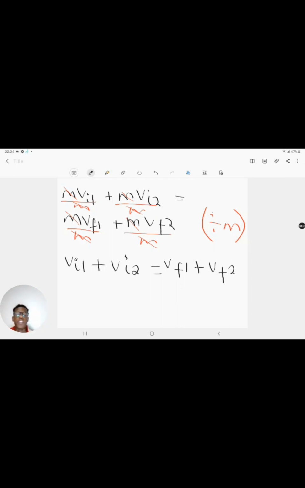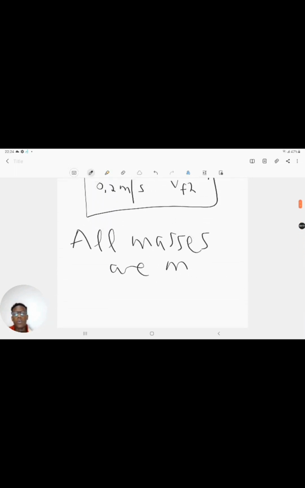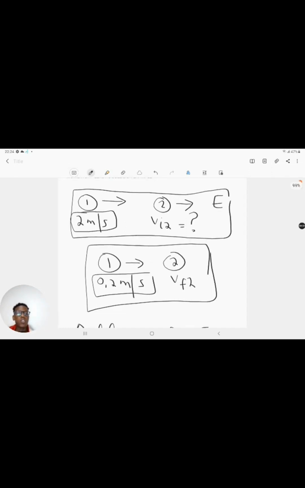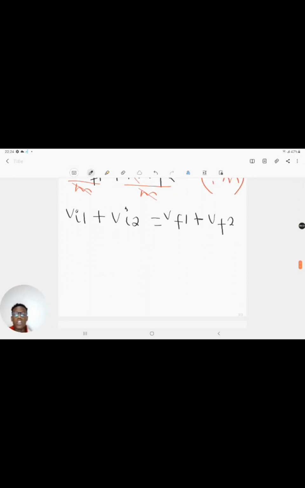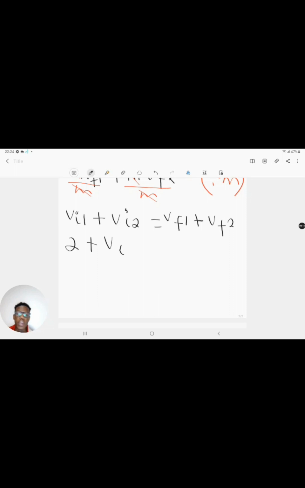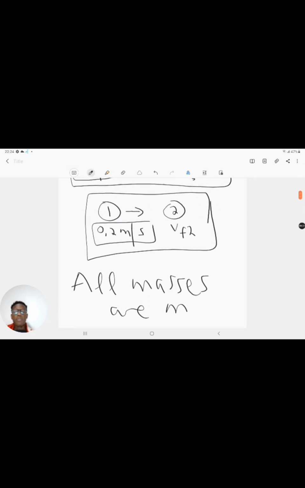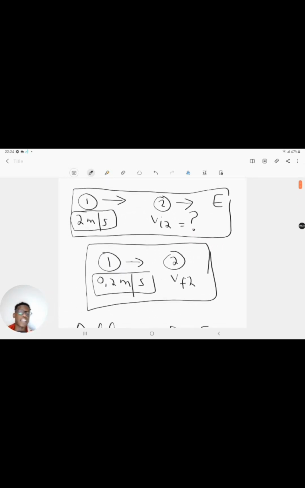So I've been given some of the velocities. Going back to the question, we have the initial velocity of ball number 1, and we have the final velocity of ball number 1. So those we can substitute into the equation. I've got the initial velocity of ball number 1, that is 2, plus the initial velocity of ball number 2, which I don't have, is equal to the final velocity of ball number 1. They gave it to me, that's 0,2 east, right? So it's still positive. Remember, direction is very important when you're dealing with momentum, because momentum is a vector and velocity is a vector, so you need to specify directions.